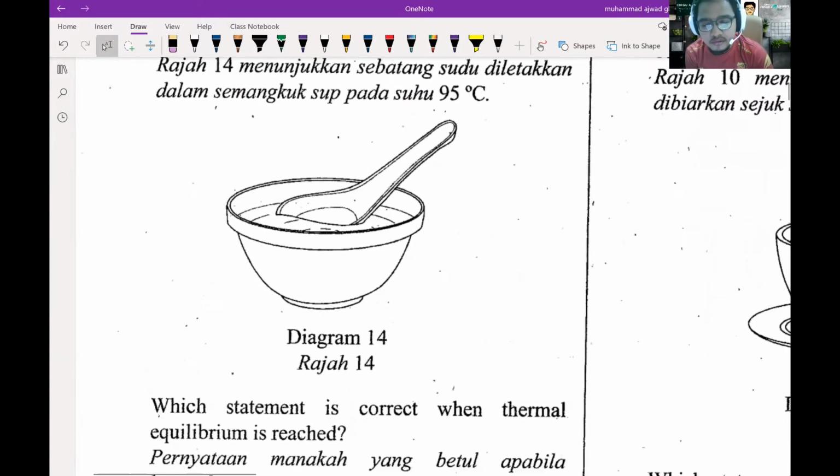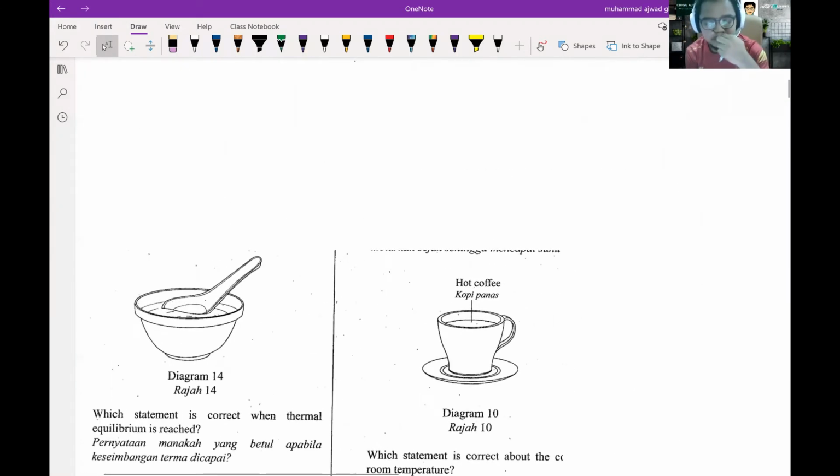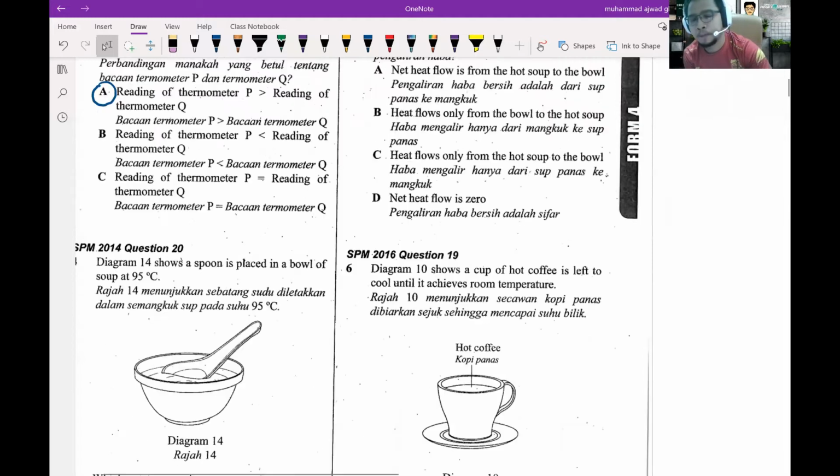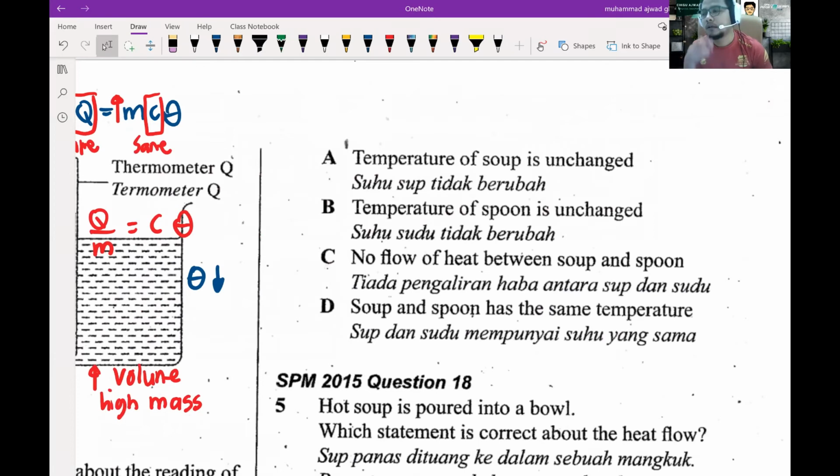Okay, so 95. Which statement is correct about thermal equilibrium? Kita cari. Cari je jawapan 3 tu. Soup unchanged salah, spoon unchanged confirm salah. And no flow of heat between soup and spoon has the same temperature. Okay, so mana nak ambil? C ke D? D. Okay, why C salah?